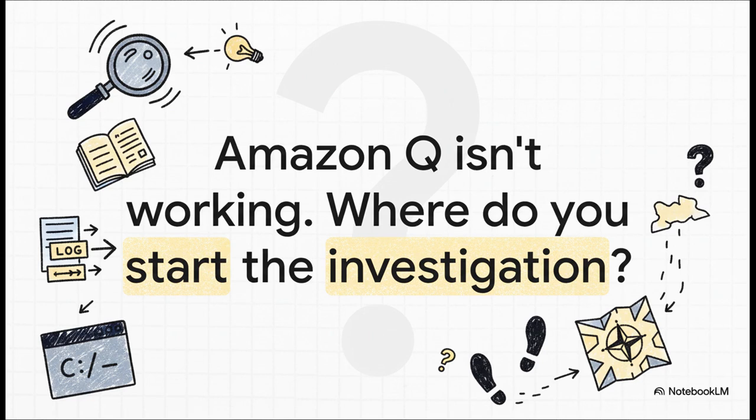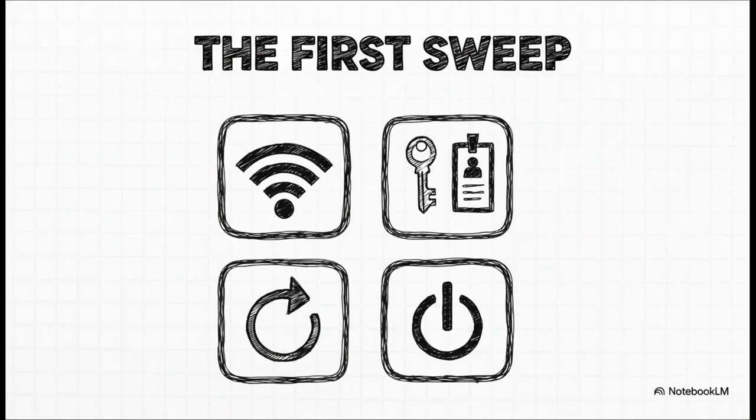So, where do you even begin? I know it's tempting to jump straight to the most complex, wildest theories, but just like any good detective, the very first step is to just check the basics. Rushing in without a plan, that's a surefire way to get sent down the wrong path. Think of this as the first sweep of the scene. Are the lights on? Is the front door unlocked? Check your internet connection, make sure your credentials are still good, see if maybe an update is pending, and of course, try the old classic, turn it off and on again. You would be absolutely amazed at how many cases get solved right here with just these simple checks.